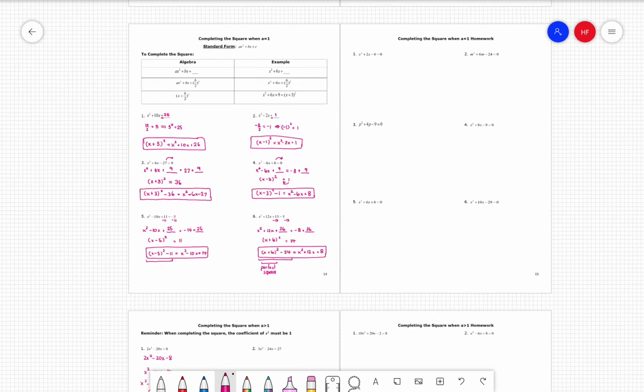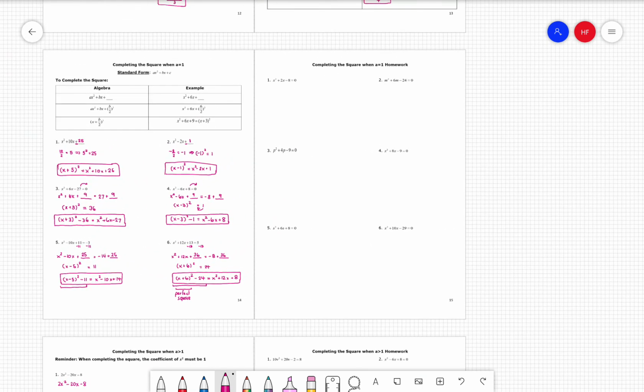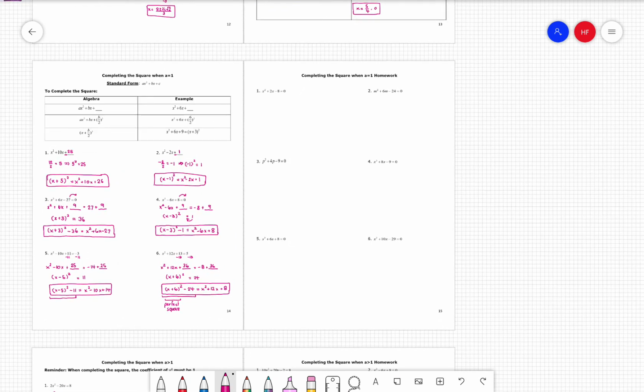So for your homework, you have 1 through 6. I'll probably post the answers to 2 of them, just that way you have enough practice with completing the square. And then tomorrow we will be completing the square when a is not a 1. So just like in factoring how we can have something in the front, it's going to be the same with our completing the square. So I'll see y'all tomorrow for that topic.